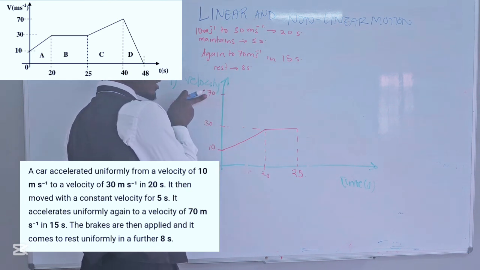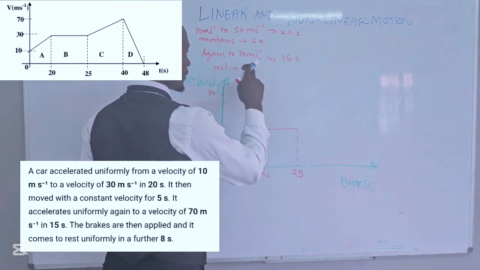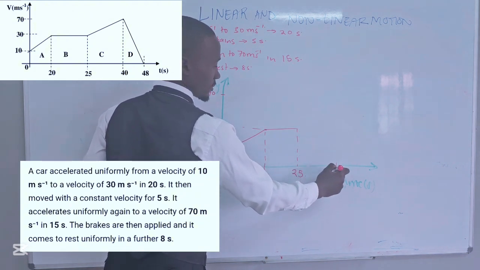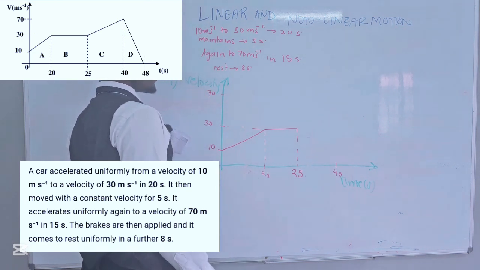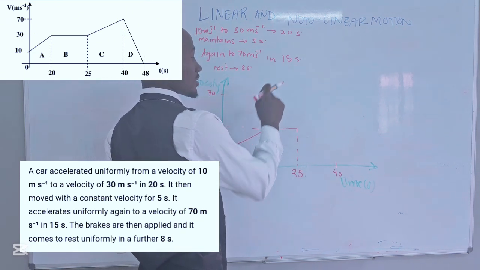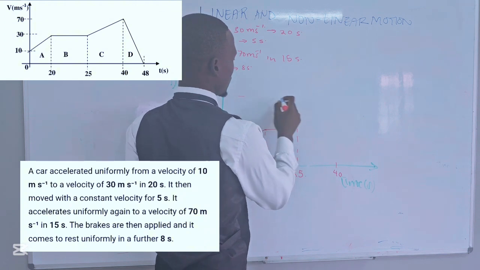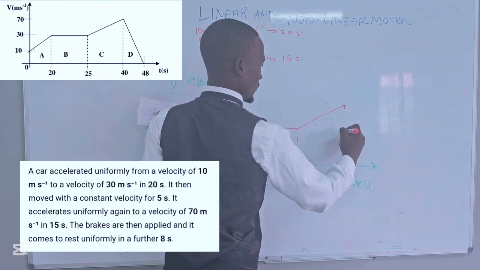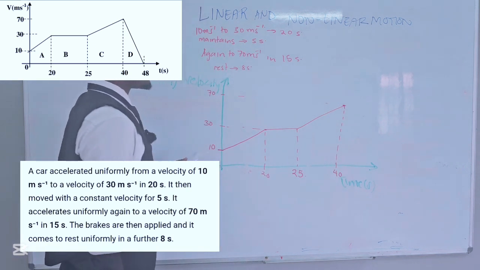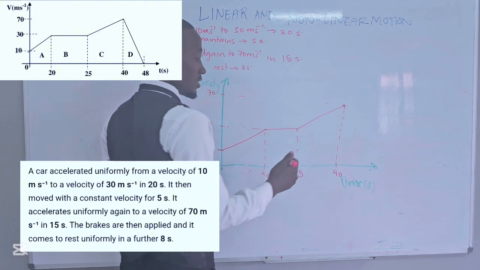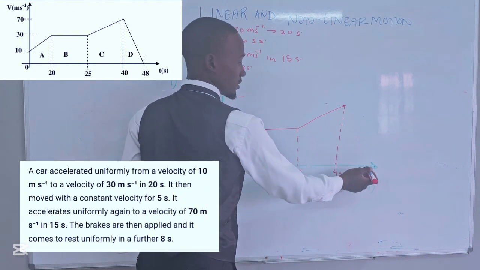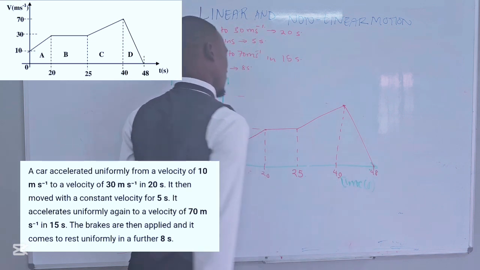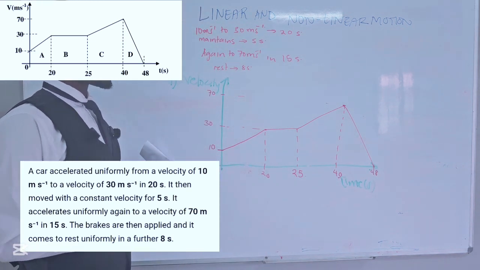So you're going to put 70 here and make sure that the time interval is 25 plus this 15 to give us a 40, such that the difference is the 15 seconds. So it increases uniformly around here. Then it comes to rest in 8 seconds. So you're going to count 8 seconds from 40. That's going to be 48. And then you're done with your velocity time graph.